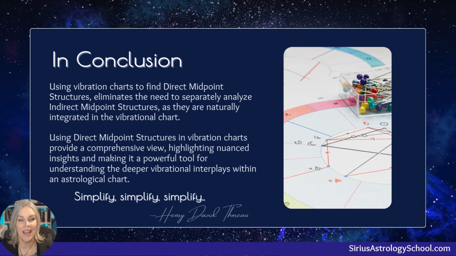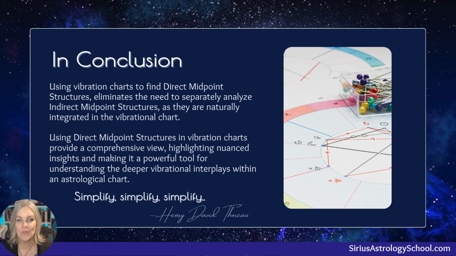In conclusion, using vibration charts to find midpoint structures eliminates the need to separately analyze indirect midpoint structures. They are naturally integrated into the vibration charts as either, if they're strong enough, direct midpoint structures, opposition, or conjunct. Also, using direct midpoint structures in vibration charts provide a comprehensive view, highlighting these very nuanced insights, these very specific ways in which these planets are working with us, and they become a powerful tool to understanding the deeper vibrations interplayed within the astrological chart.